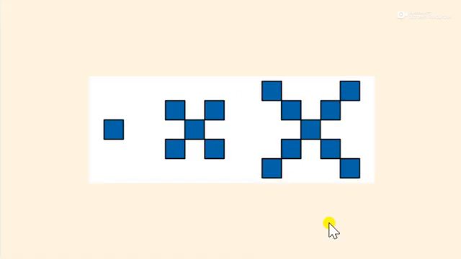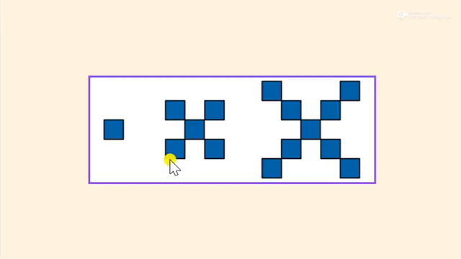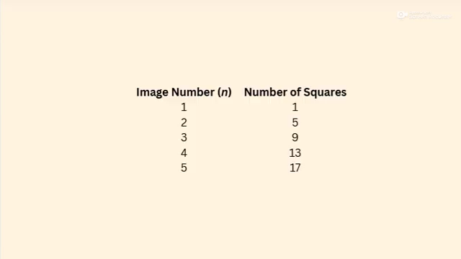So what we need to do is to figure out a label for the x-axis, a label for the y-axis, how many squares there will be at the 4th image, and how many squares there will be at the 5th image. So in order to figure out labels for the graph for this problem, the first thing we need to do is make a table. So here's my little table with outlines with all of our information.